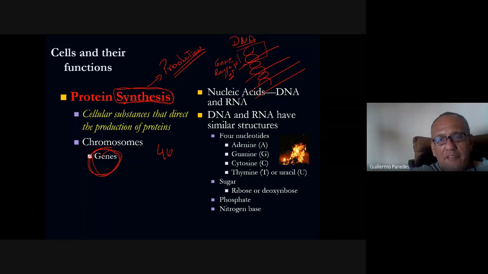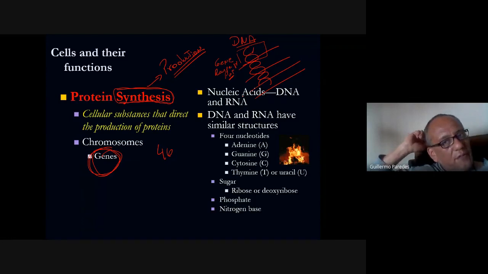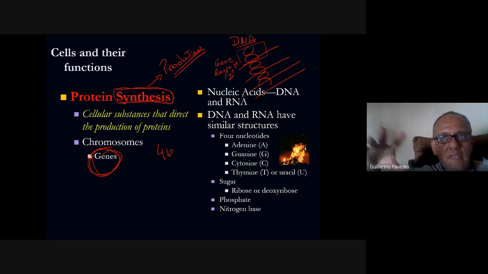All right, so nucleic acids. You need to be familiar with the nucleic acids, and I don't want you to get confused. Nucleic acid is the big umbrella name for DNA and RNA. So what is DNA? A nucleic acid. What is RNA? A nucleic acid. What are the nucleic acids? DNA and RNA.